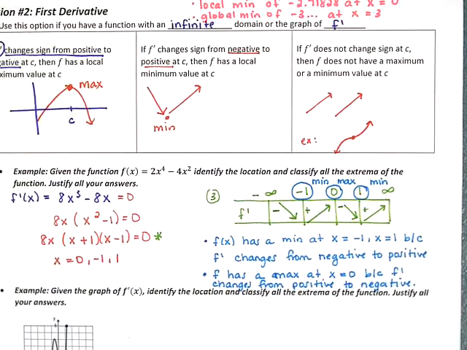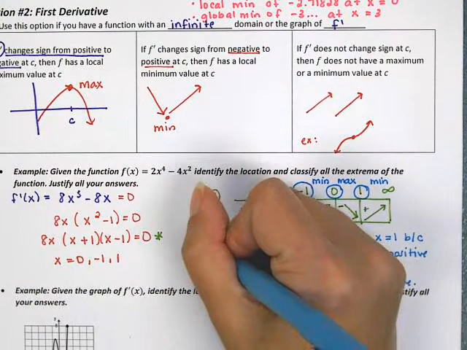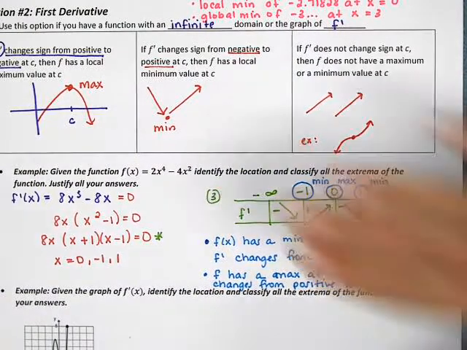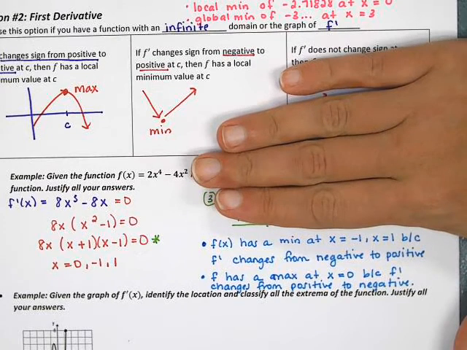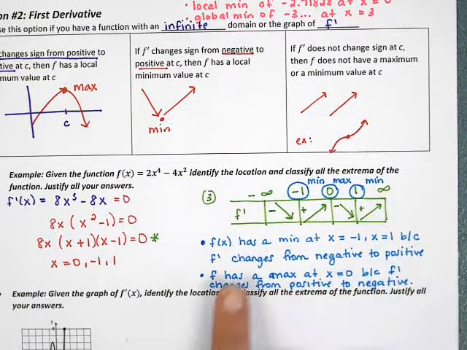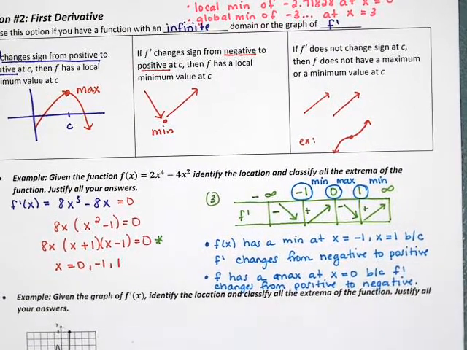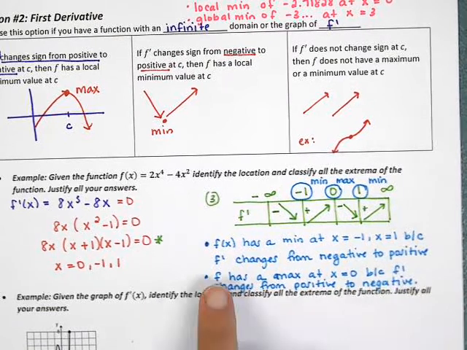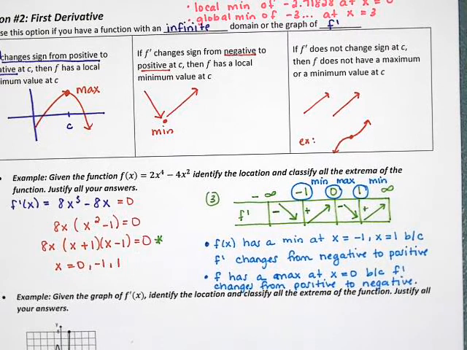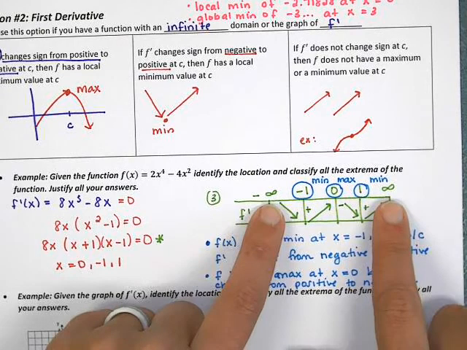Now you'll notice I needed to write an explanation here. It is standard policy that in AP Calculus, if you're using the first derivative to identify maxima and minima, you cannot just assume that whoever's grading your paper understands this chart. You may make the chart, but when you actually state your answer, you have to use words to justify your answer. So writing this explanation, because f prime changes from negative to positive, or because f prime changes from positive to negative, is required.